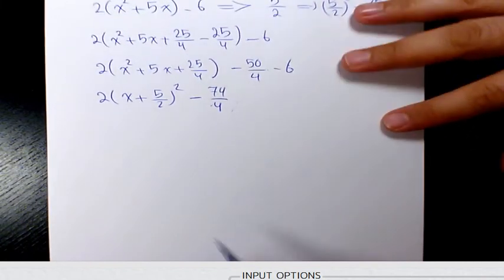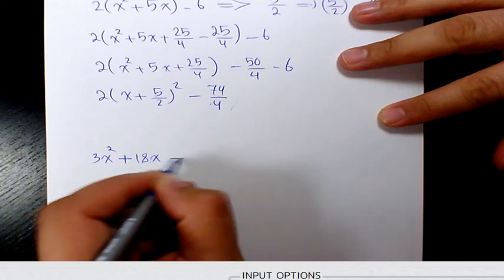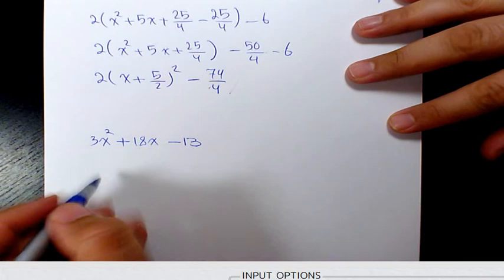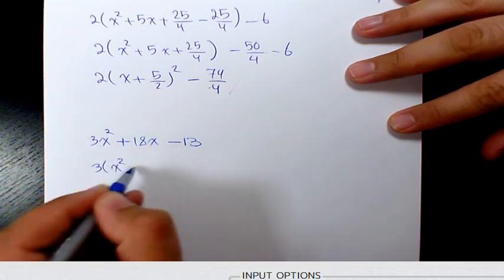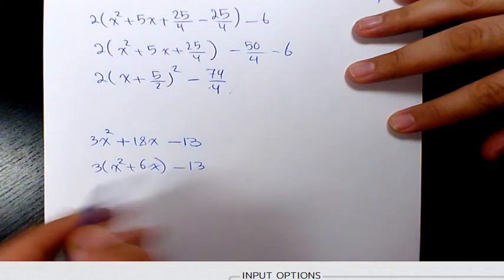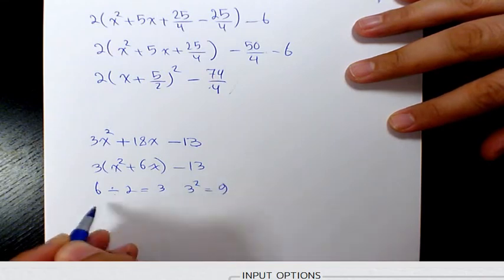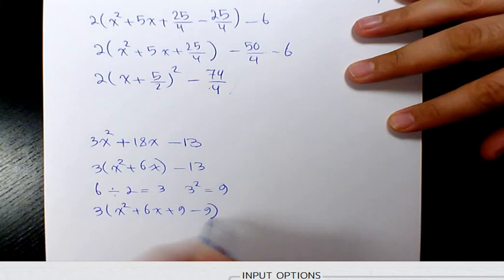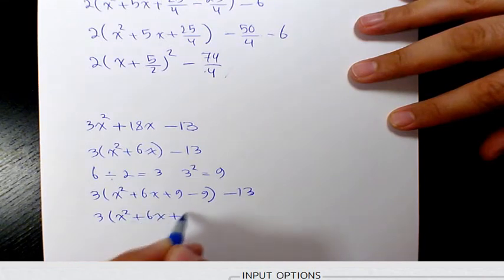Next example. 3x squared plus 18x minus 3. Or minus 13, let's say. We factor the first two terms by 3 because the coefficient of x squared is not 1. So it's going to be 3 times x squared plus 6x, minus 13. Then 6 divided by 2 is going to be 3. 3 squared is going to be 9. So we have x squared plus 6x plus 9 minus 9, minus 13. Now we keep this one inside the bracket.